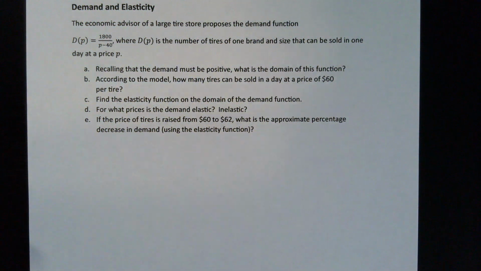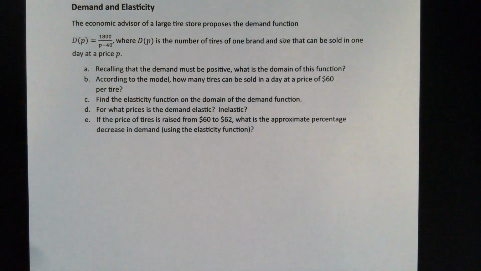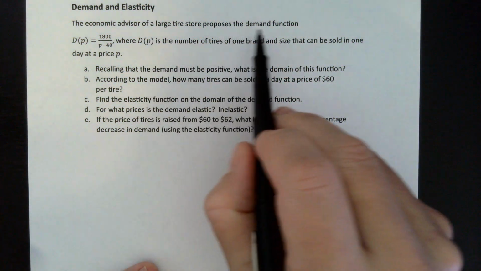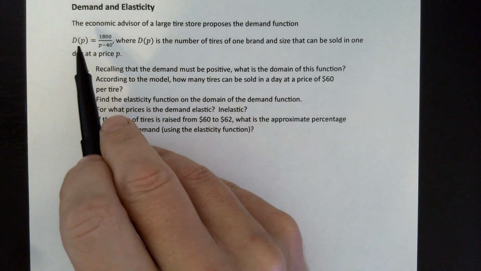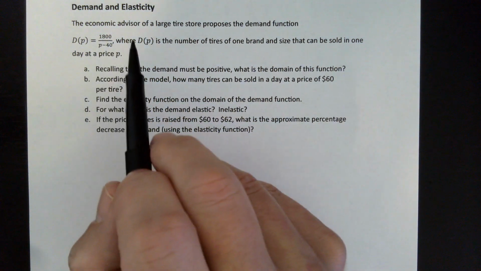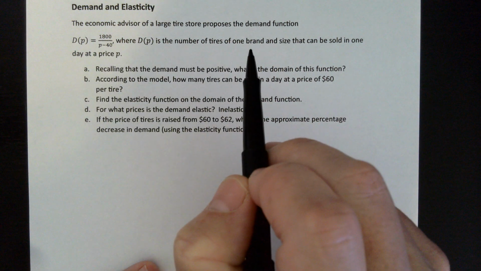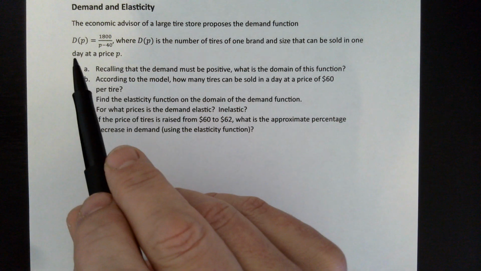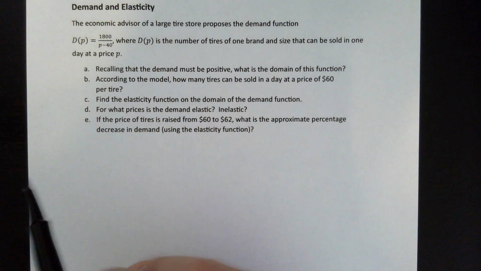In this video, we're going to be looking at demand and elasticity. The economic advisor of a large tire store proposes the following demand function: D of P equals 1800 divided by P minus 40, where D of P is the number of tires of one brand and size that can be sold in one day at a price P.